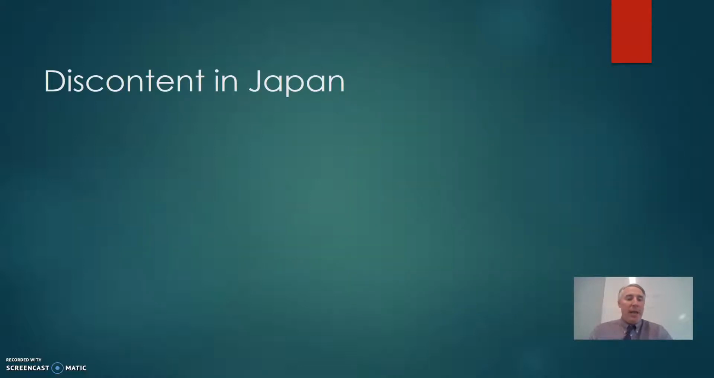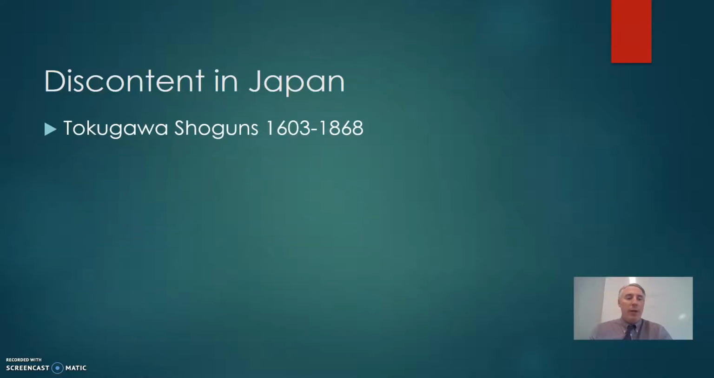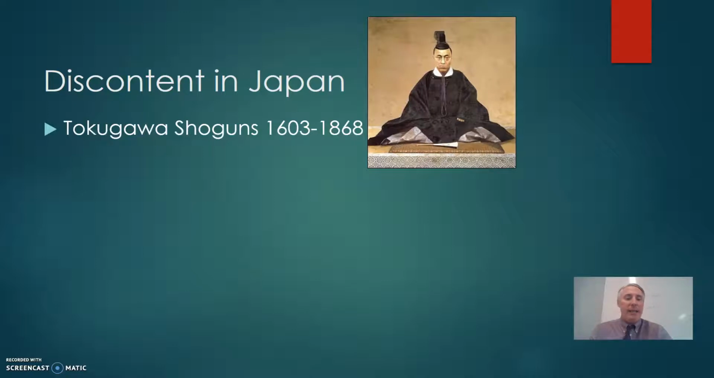Okay, so before we get into talking about how they modernized and so forth, let's first talk about some discontent in Japan. Now, the discontent was with the Tokugawa shoguns. Now, the Tokugawa shogunate ruled from 1603 to 1868. We learned last year that while Japan had an emperor, he was largely a figurehead, meaning he didn't have a lot of authority. The real power was with the shogun, who was the most powerful feudal lord and basically the military dictator, had total control over the warrior class and the government.